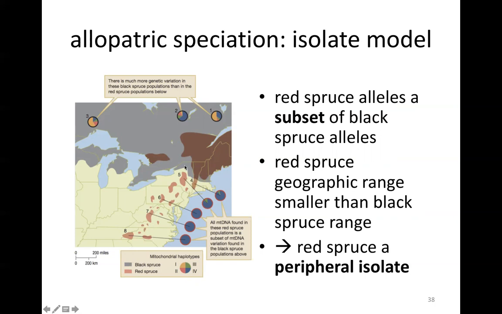Yeah, unfortunately, all our examples are from the Americas. And as you see, mitochondrial haplotypes, different sequences, commonly found sequences in mitochondria, those are haplotypes, are quite diverse in the black spruce, but they're pretty uniform, only containing two haplotypes in red spruce. And in this case, the red spruce would represent the peripheral isolate, and we see the effect of genetic drift here already.